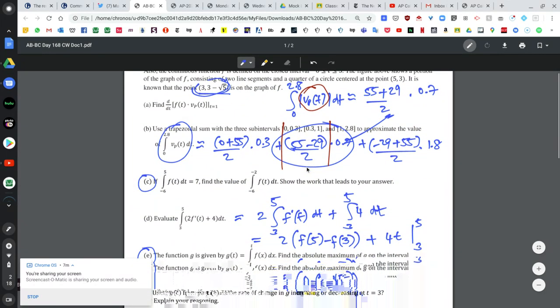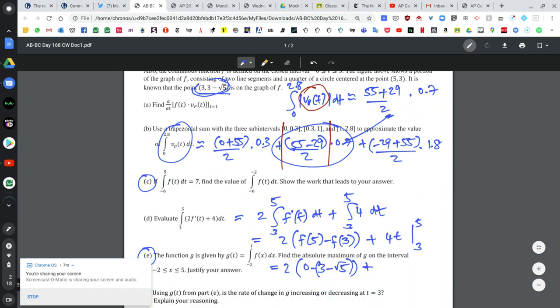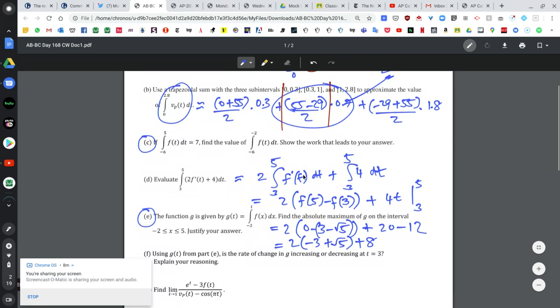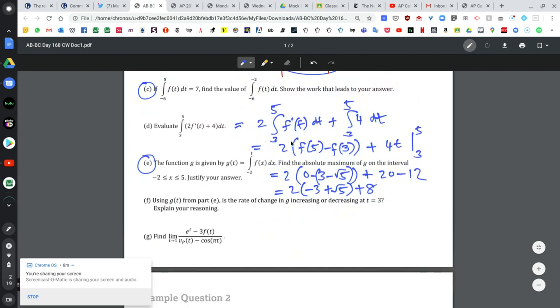And then evaluating the definite integral, 4 times 5 is 20, minus 4 times 3 is 12. When you open up the parentheses, it becomes negative 3 plus radical 5, plus 8. You can stop right there. You don't need to simplify arithmetic. Stop. You could simplify, don't get me wrong, but you'd be fine. Okay? You're doing E yourselves on the take-home test. We'll do F.